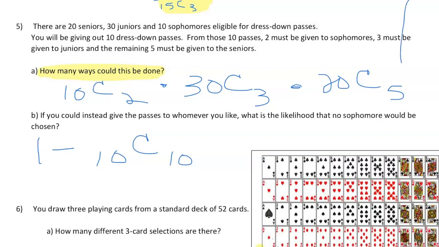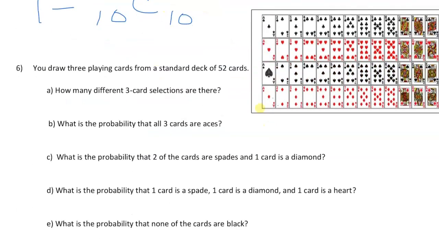Okay, going down, we have cards. So let's look at these cards. You draw 3 playing cards from a standard deck of 52 cards. How many different 3-card selections are there? Okay, this is not a probability, but you're selecting 3 cards from the deck. So you're going to say the number of possibilities. I have 52 cards, and I'm going to choose 3. That's the number of possibilities. Then you can put that in your calculator.